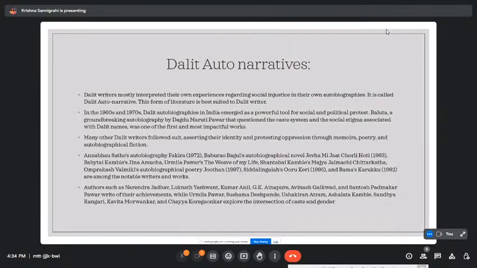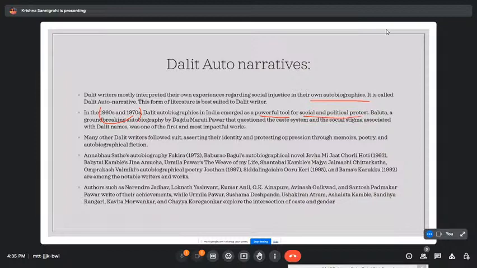Now comes the most exploited genre, which is Dalit autonarratives. Dalit writers mostly interpreted their own experiences regarding social injustice in their own autobiographies. If you try to find out, you will see almost everyone has written their own autobiography. So in the 1960s and 70s, Dalit autobiographies in India emerged as a powerful tool for what? For social and political protest.